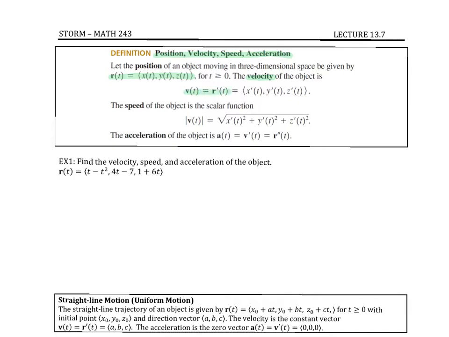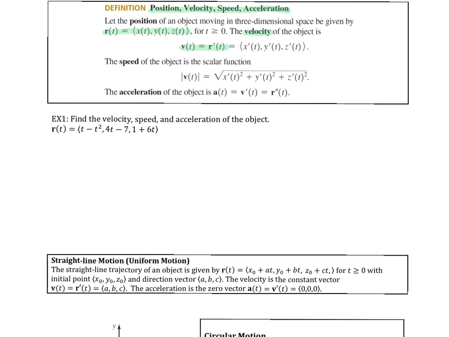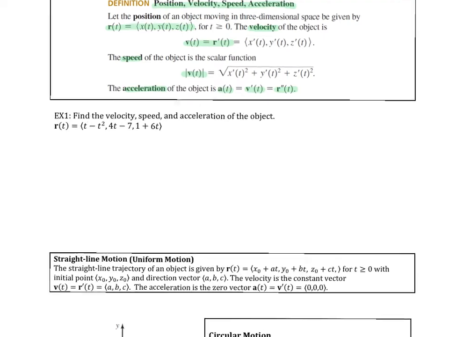Velocity is the derivative of the position vector. So the velocity is also a vector. Speed is the magnitude of the velocity. And acceleration is going to be the derivative of the velocity, which would be the second derivative of the position function. So again, this is all very familiar to us. Let's look at example 1.